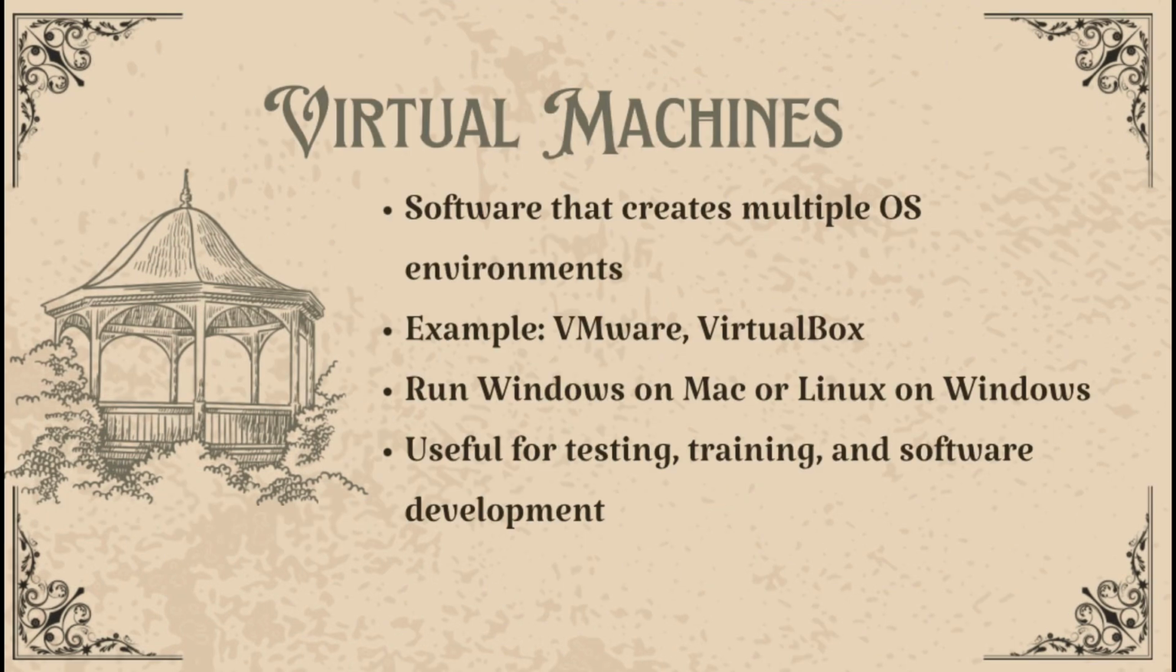And here is the last slide, virtual machines. A virtual machine is software that lets us run many operating systems on one computer. The examples are VMware and VirtualBox. We can run Windows on Mac or Linux inside Windows. Virtual machines are useful for testing, practice, and software development. For example, in my computer lab, we use VirtualBox to run Linux on a Windows computer.